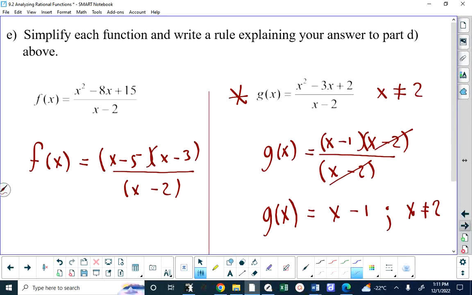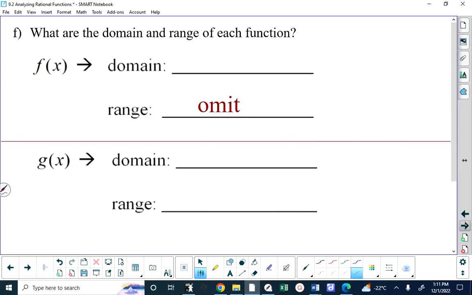If the factor which is responsible for the non-permissible value of x does not cancel, then you're going to see a vertical asymptote at that point. That's what it boils down to. So what are the domain and range of each function? Well, the domain for each one is that x is not equal to 2.